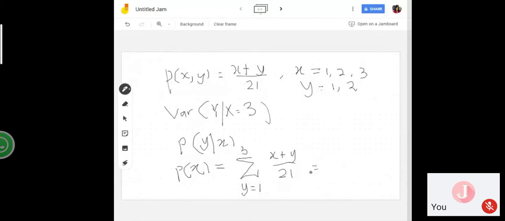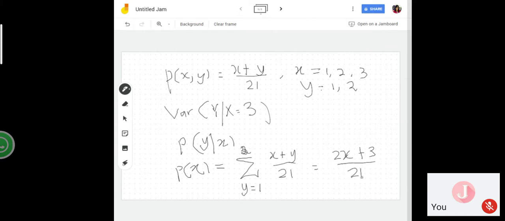Kita dah buat ni dulu. Y is from 1 to 2. Sorry. Okay. So what's the answer? Px is 2x plus 3 over 21. Okay, great. Ini kita dah buat dulu, ada dalam nota, 2x plus 3 over 21.